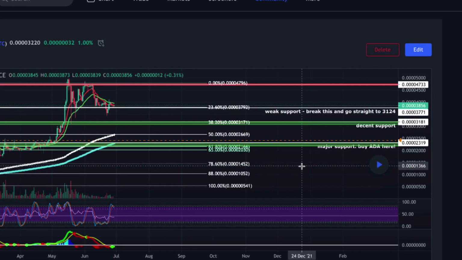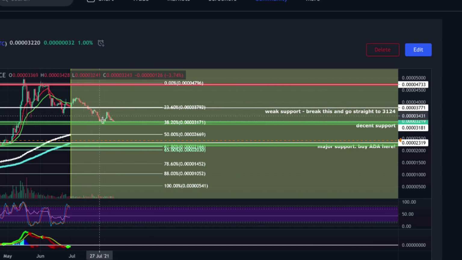And I said, this is really weak support. So if this breaks, it's going to go straight to 31.24, like right here. And this was the buy zone. If we press the play button, it broke, and then bam, went straight there and bounced all the way back up. Now we're back down here.